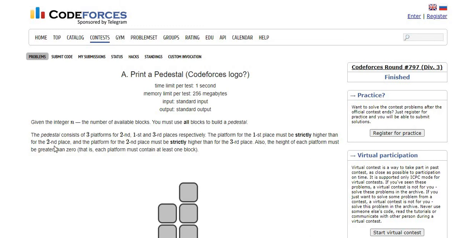So today we will discuss the problem from the Codeforces round 797. It's a division 3 round and we will start with problem A. I won't go into detail. Instead, I will explain what the ask is and what input is given. The problem name is Print a Pedestal, maybe something like a Codeforces logo.